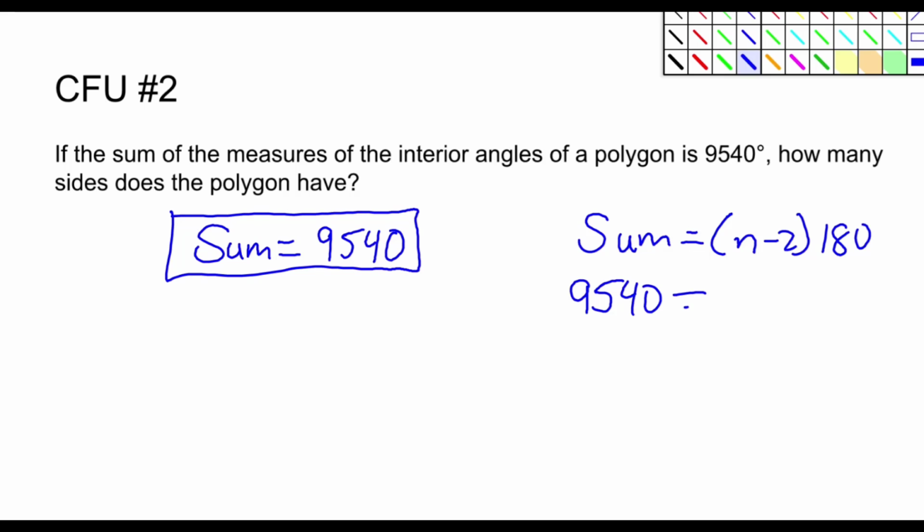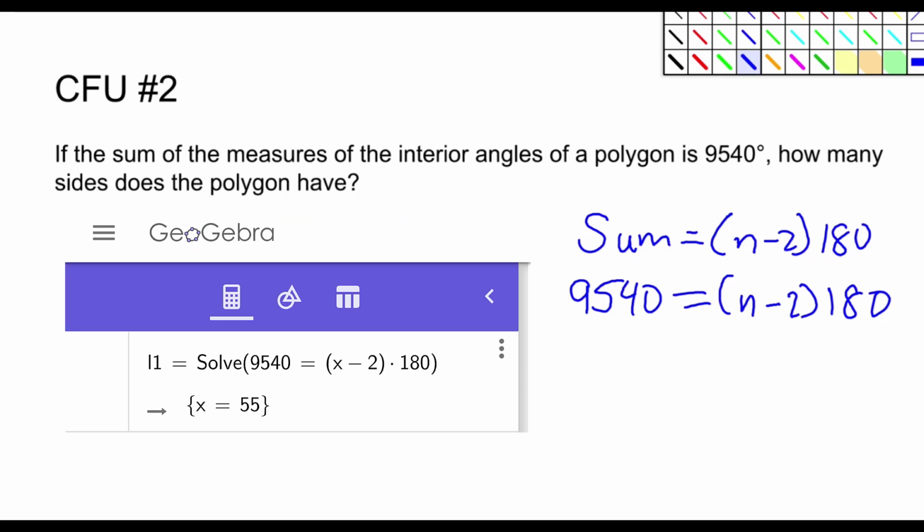9,540 equals n minus 2 times 180. Now, this would be a great place to do some algebra. If you like algebra, go ahead and do it. I'm just going to use GeoGebra and type this into GeoGebra and get my answer. So my answer is going to be, it looks like n is equal to 55. Okay, but you could have solved this by hand, but I'm just going to use technology to do it now. So my answer for this problem is n is 55. I will display the code so that way you can see how to type it in, but it's nice and simple. All right, I hope you enjoy this lesson.